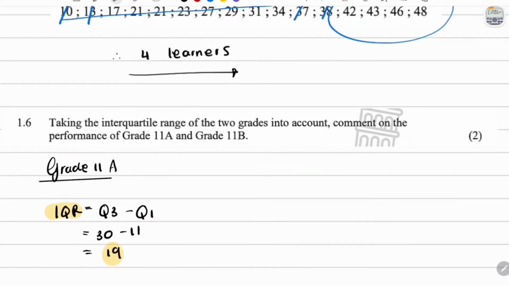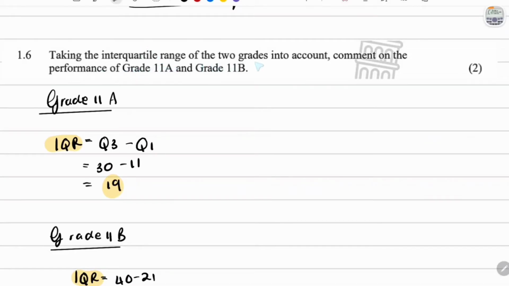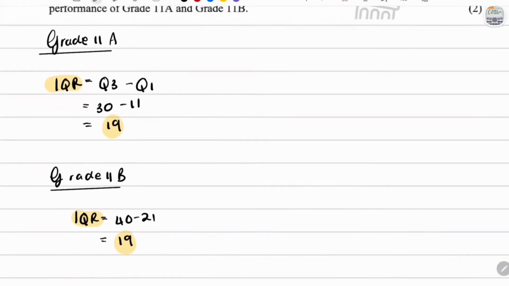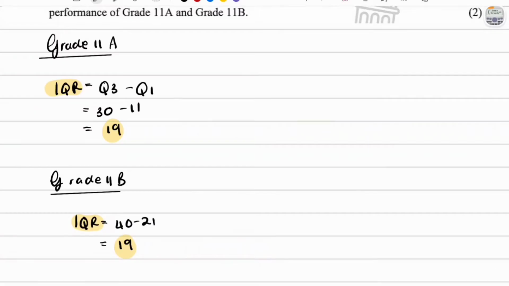What was the question? The question was, taking the interquartile range of the two grades into account, comment on the performance of grade 11A and grade 11B. Okay, so because the IQR is exactly the same, the IQR is not really going to tell you how well they did, because you can even get a situation where the IQR is the same. So all this would really tell you is that the consistency in both classes was the same. But it doesn't really tell you that one class performed better than the other.